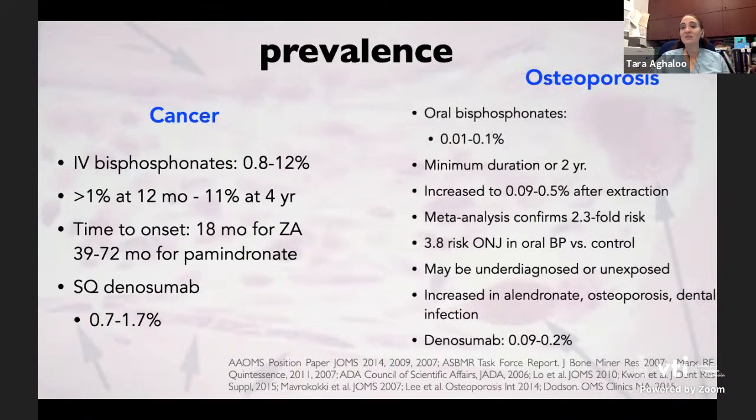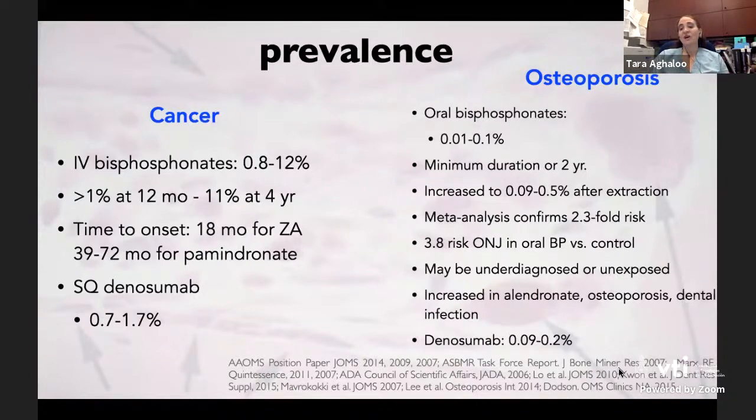Osteoporosis is much, much less. You can see anywhere from 0.01 to 0.1%. So this is the range that I give my patients. If we're using denosumab for osteoporosis, then we're anywhere from 0.09 to 0.2%. So pretty rare.